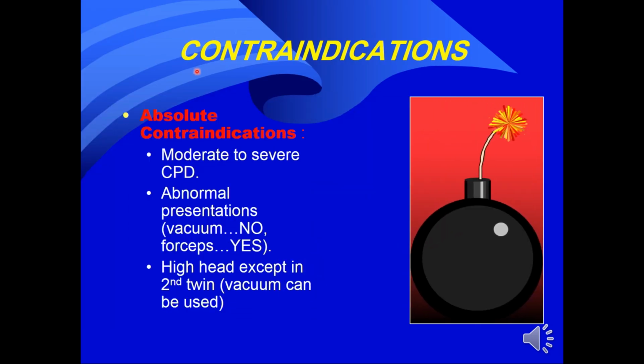Contraindications. There are absolute contraindications and relative. Absolute contraindications: moderate to severe cephalopelvic disproportion, abnormal presentation for the vacuum, but for the forceps you can use it for the after-coming head. High head, except second twin, for which vacuum can be used.